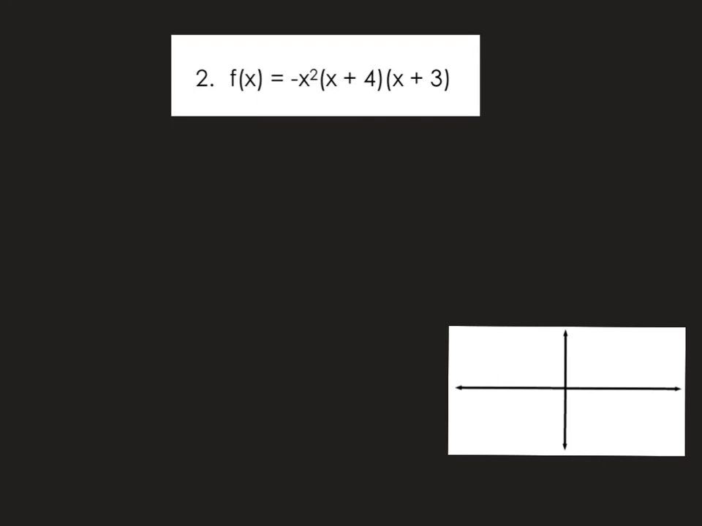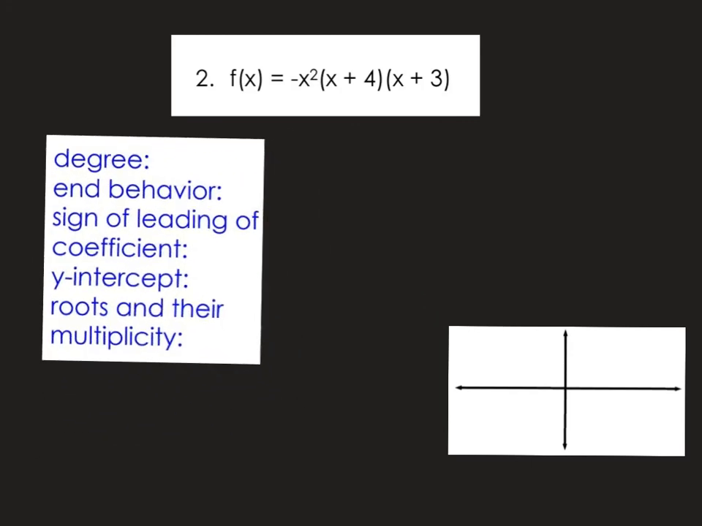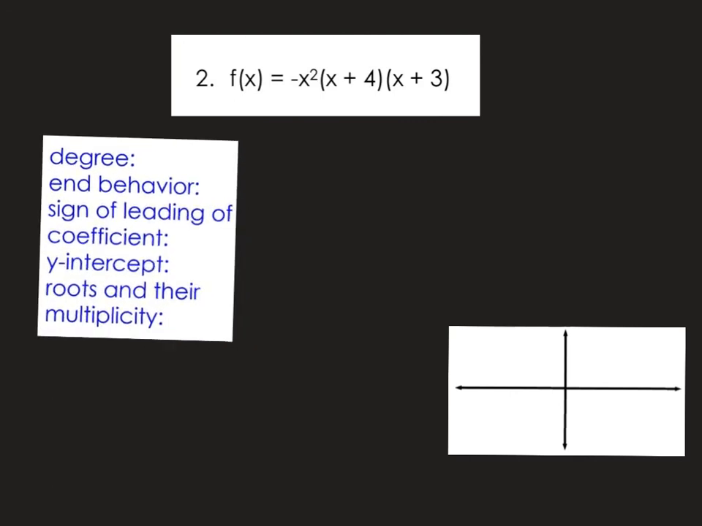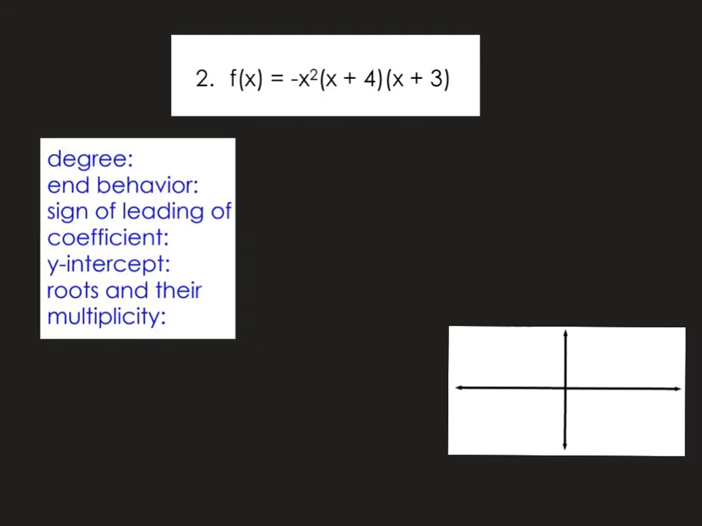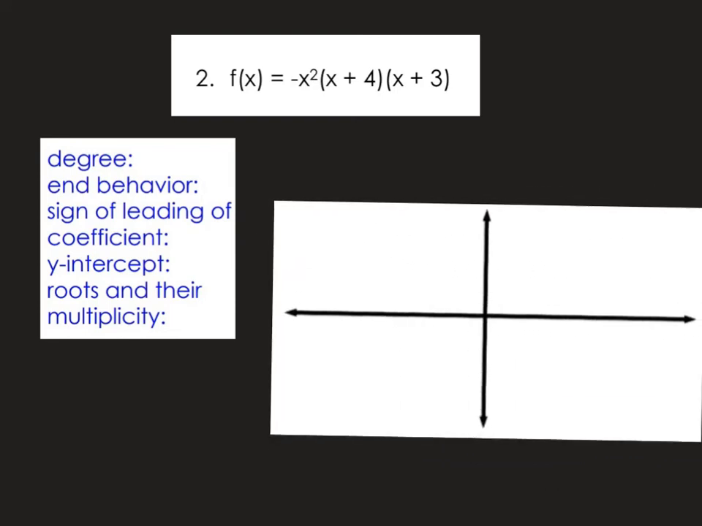What your charge is now is to try to do this on your own. But in order to do that, I think you need to be answering these questions, right? What's the degree and the end behavior? What's the sign of the lead coefficient, the y-intercept, roots and their multiplicity? You have to be able to answer those questions to get yourself a nice, accurate sketch.